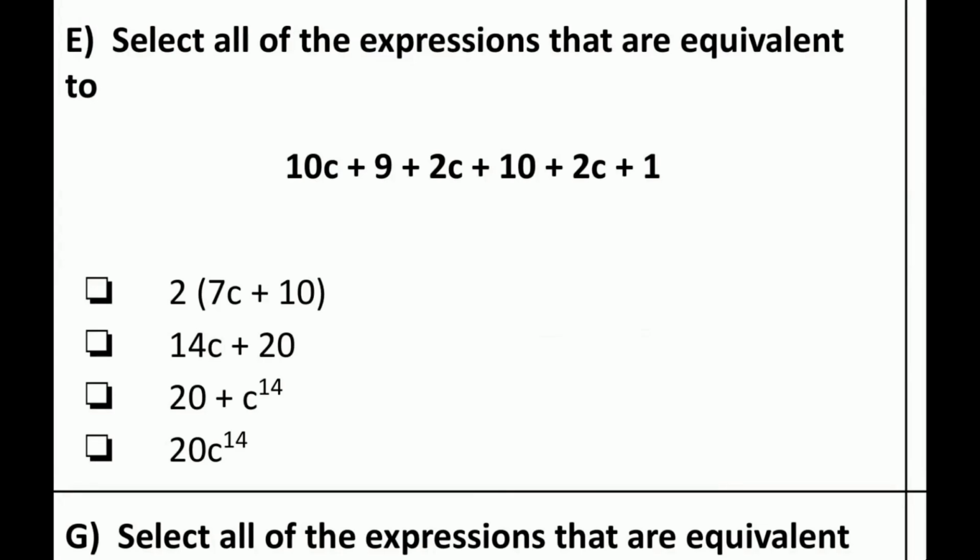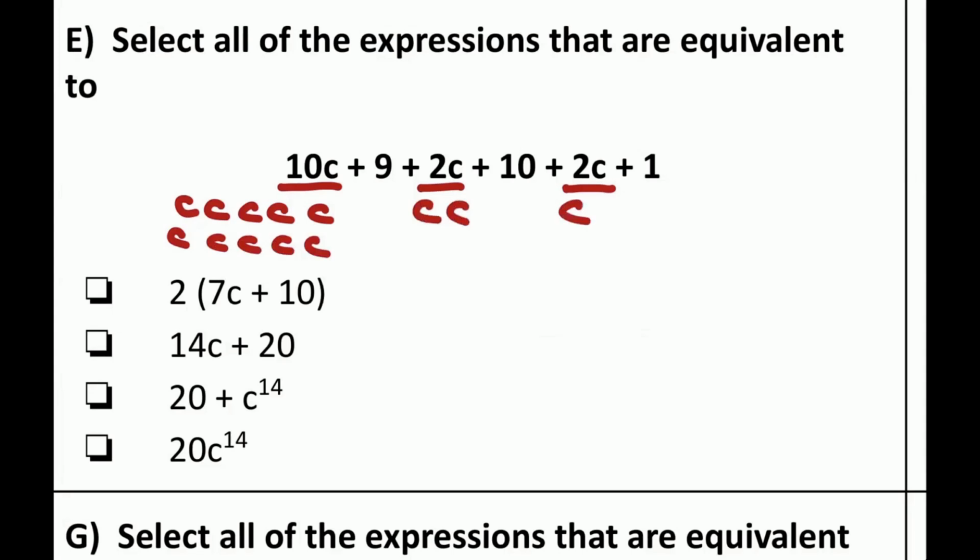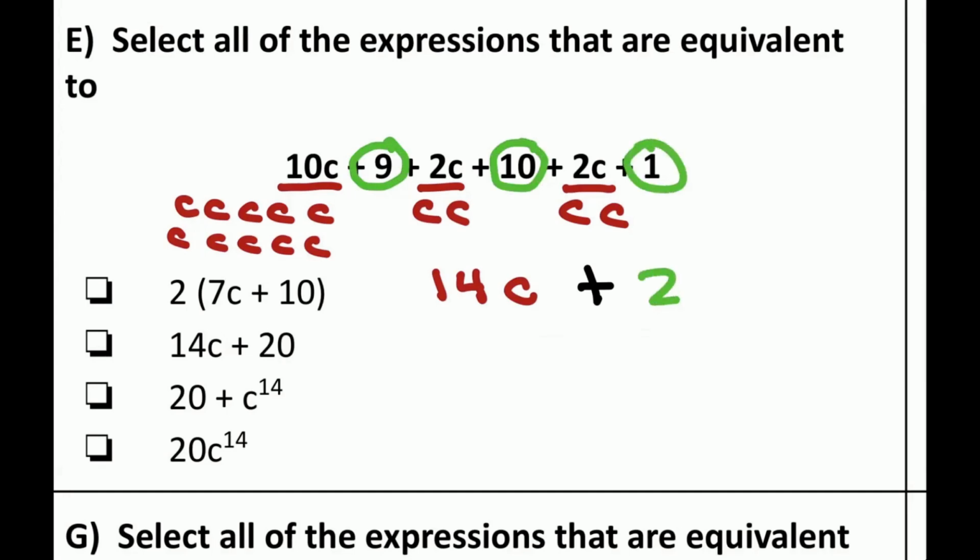Now this problem doesn't have any parentheses, so we're not multiplying, we're adding. So we can combine our like terms. We have 10C plus 2C plus another 2C. So if it helps to write out C's, like here's 10C, then we have another 2C and another 2C. If I count all of my C's, 10 plus 2 plus 2 is 14C plus, and then I'll add my terms that don't have a variable. 9 plus 10 plus 1 is 20. So one of my answers is 14C plus 20.